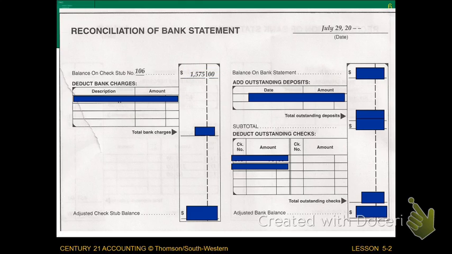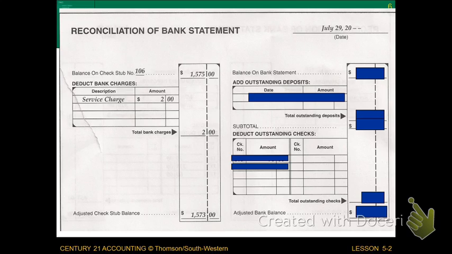In our textbook, the directions do say the balance on the checkbook stub number 106 is $1,575. Deduct any bank charges. In the directions, it does say we have a bank service charge of $2. So you will write service charge in the amount of $2. Beneath that, it asks for the total bank charges. So all we have is that one charge of $2. We don't have any additional charges. Sometimes you will. Below that, it says adjusted check stub balance. To calculate that, we take our check stub balance on the top of the column, which is $1,575. We subtract our service charge of $2, so now our balance has dropped to $1,573.